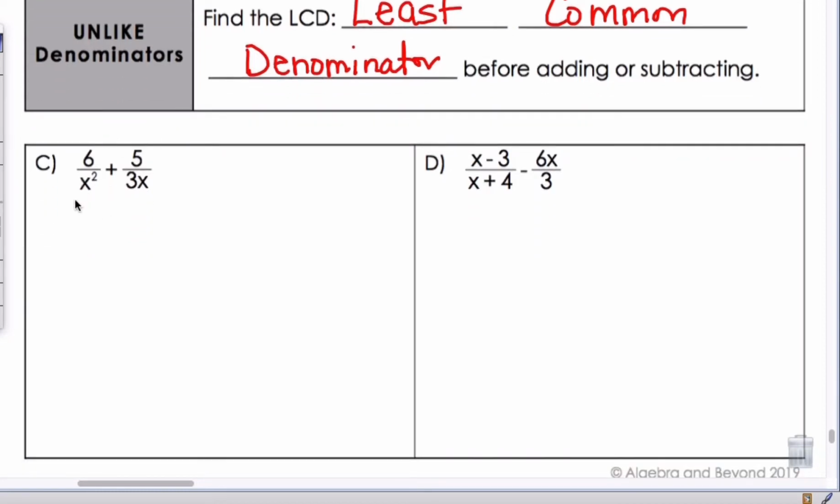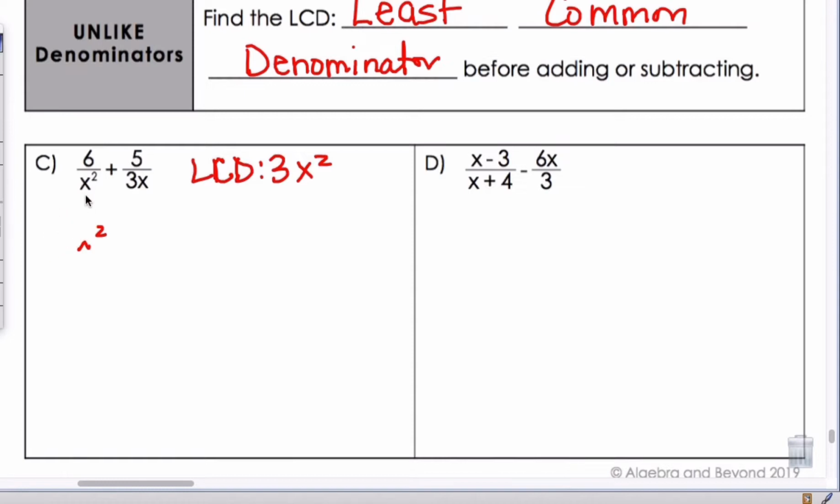I can see that they are not the same in this case, and I need to find the LCD. What does that mean? It means that I need these to be the same. This says x squared, and this is 3x. If I have x's, I look for the one with the highest exponent, so I am going to use that, x squared. Then I don't need to add another x since this one already has it, but I do need to have a 3. So that is going to be my LCD: I have a 3 and the x squared.